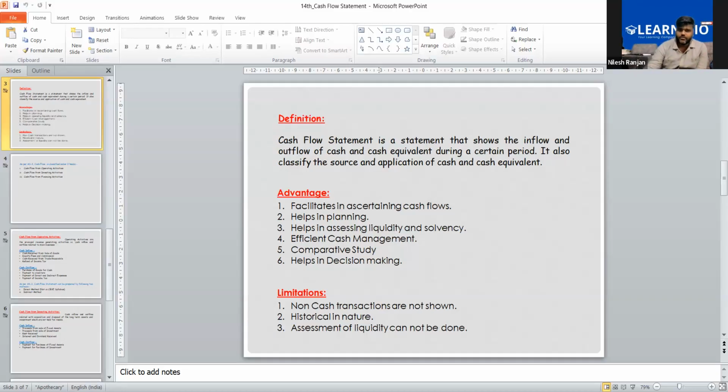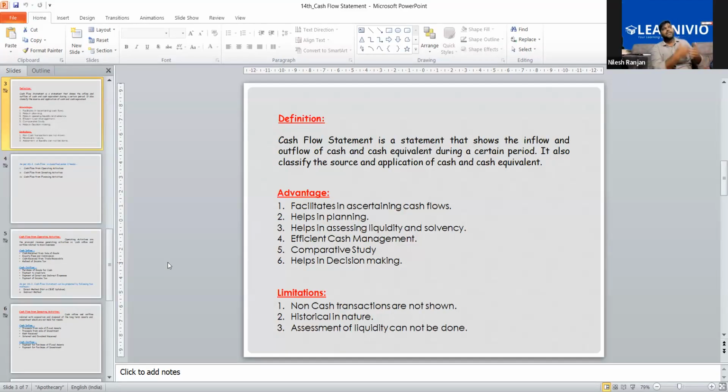Done? You only have to write the definition, not the advantages and disadvantages. Just wait for them. Okay, so now the advantages. The first thing is that it facilitates in ascertaining cash flows: how much cash we are going to receive and how much cash we are going to pay. It helps in calculating these, and on the basis of these we can assess the future situation also. We can plan the future.